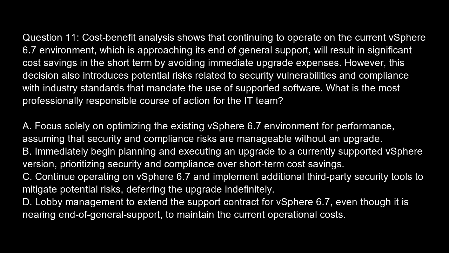Option A. Focus solely on optimizing the existing vSphere 6.7 environment for performance, assuming that security and compliance risks are manageable without an upgrade. Option B. Immediately begin planning and executing an upgrade to a currently supported vSphere version, prioritizing security and compliance over short-term cost savings. Option C. Continue operating on vSphere 6.7 and implement additional third-party security tools to mitigate potential risks, deferring the upgrade indefinitely. Option D. Lobby management to extend the support contract for vSphere 6.7, even though it is nearing end of general support, to maintain the current operational costs.